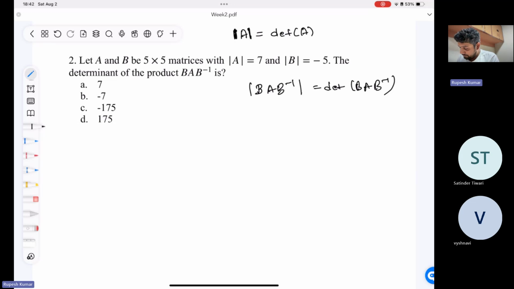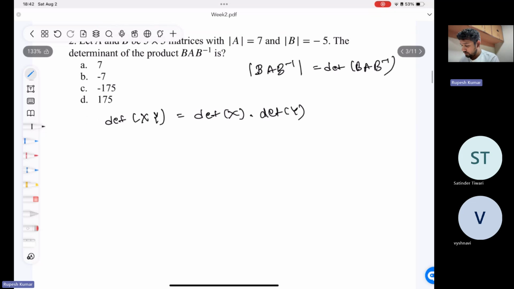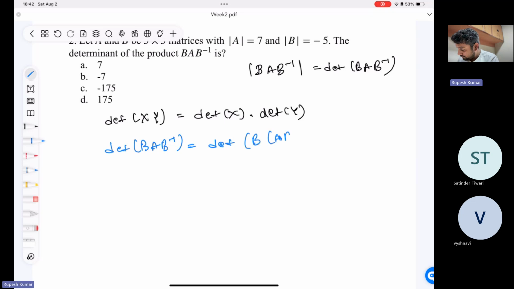And we know one property of determinant, that determinant of AB, let's take the matrices as X, Y. So determinant of XY equals determinant of X multiplied by determinant of Y, right? Let's take this property and try to get the answer to this problem. So we want to find the determinant of AB inverse. We can always say that this is equal to determinant of B into AB inverse, right? Now you can use this property.